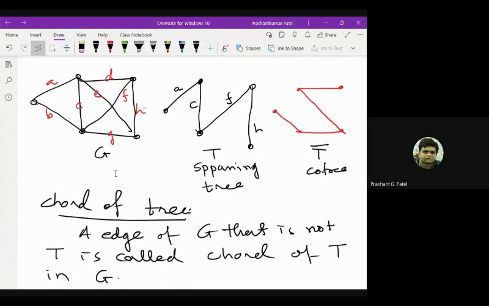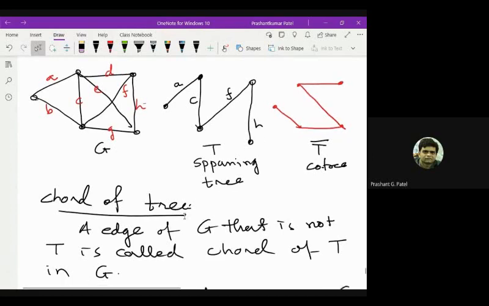That means, does a connected graph always have a spanning tree? If a graph is connected, then can you find a spanning tree in it?